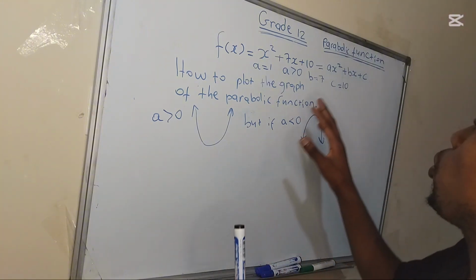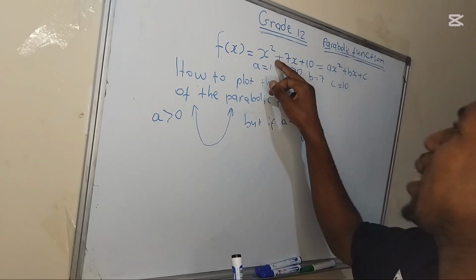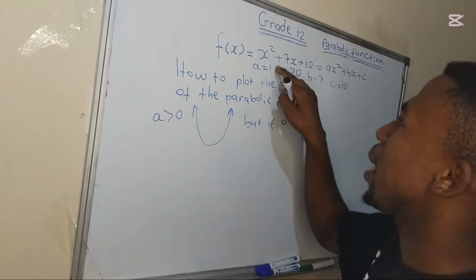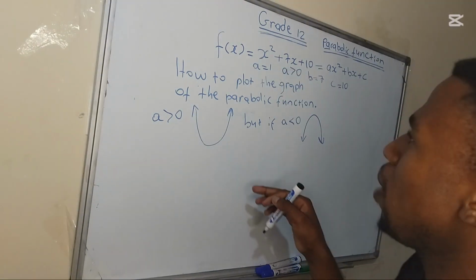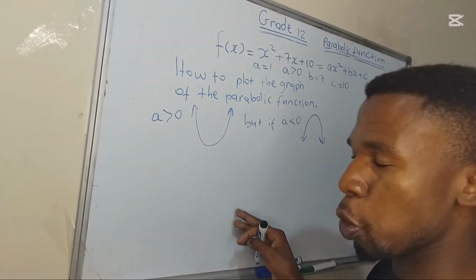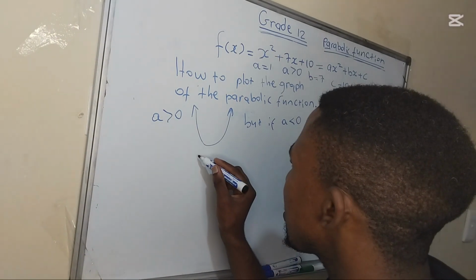In order for you to plot our graph, you just need to find your x-intercepts. You just need to determine the x-intercepts. Now let's determine our x-intercept. The x-intercept is whereby our graph is overlapping with the x-axis.